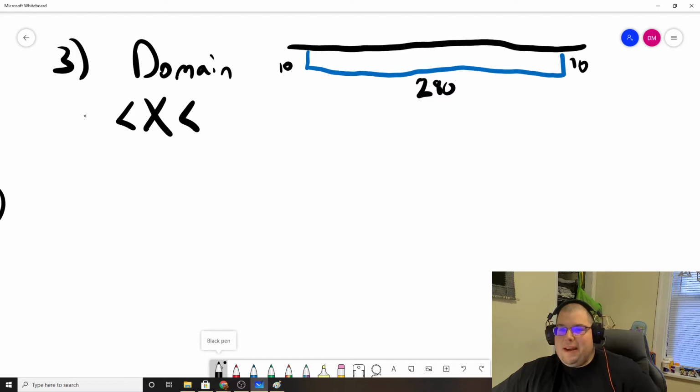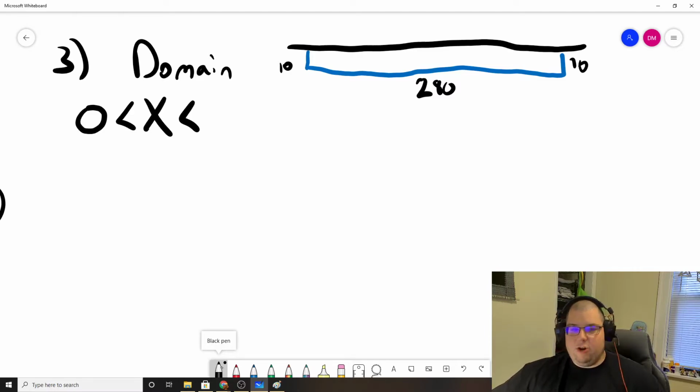So I just basically need x to be bigger than 0, because x is a distance. I can't measure out a negative meter of fencing. I don't know what that means. So x should be bigger than 0. And now we're trying to think of what's the largest x can be. Well, what would that even look like?